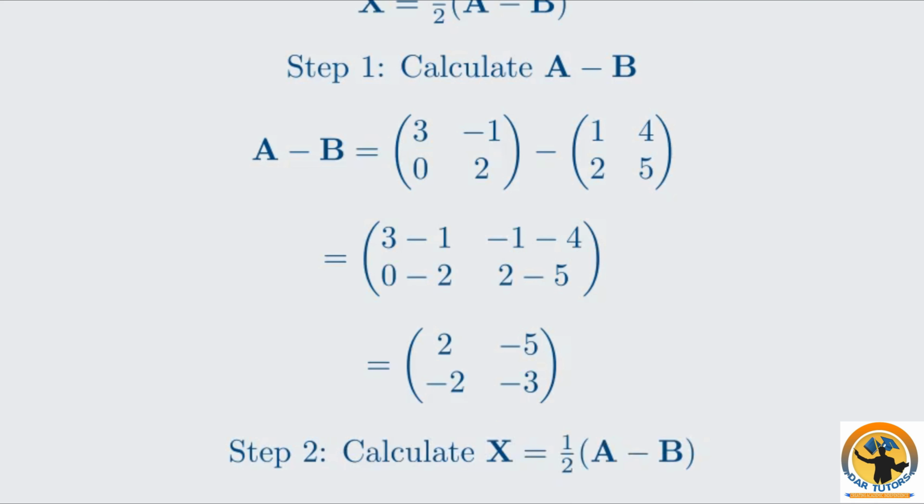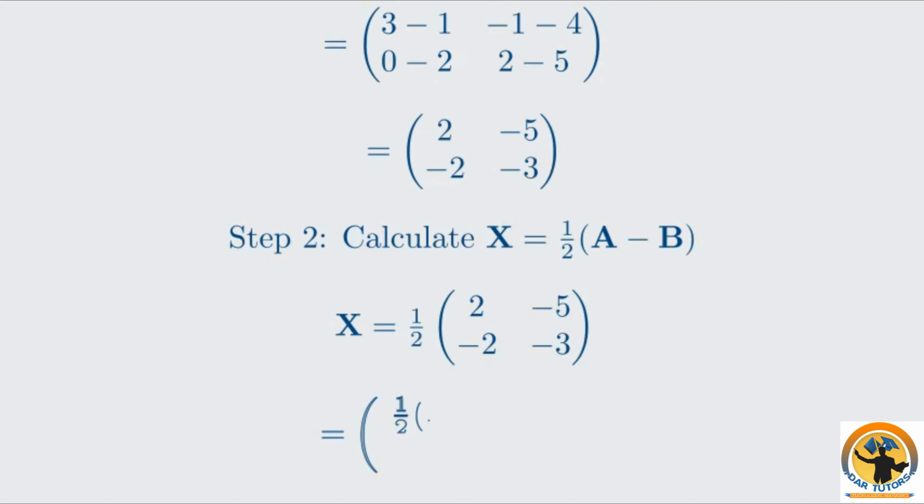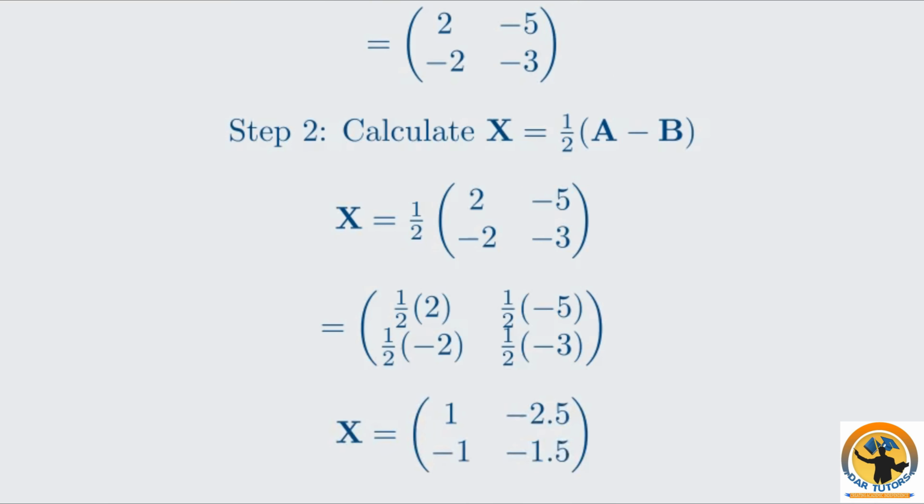Step 2 is to find 1/2 of the result from step 1. We multiply every element by 1/2, so 1/2 times 2 is 1, 1/2 times -5 is -2.5, and so on. Our final answer for x is the matrix 1, -2.5, -1, -1.5. This problem reinforces the process of isolating an unknown matrix using our rules for addition and scalar multiplication.